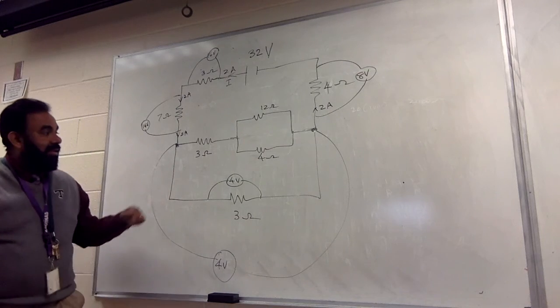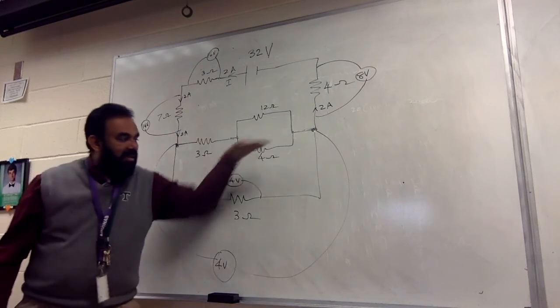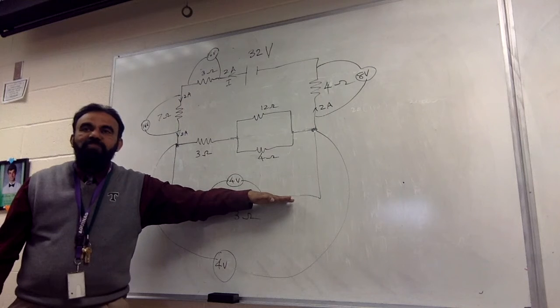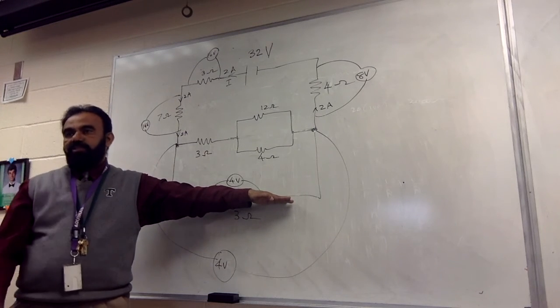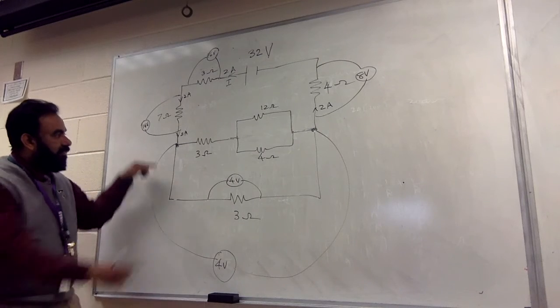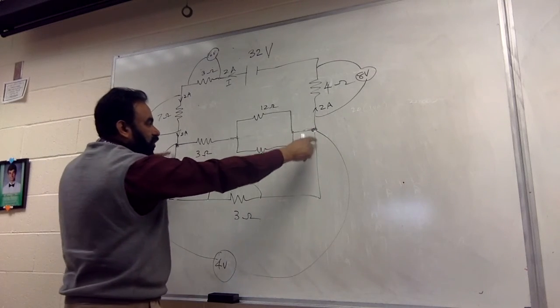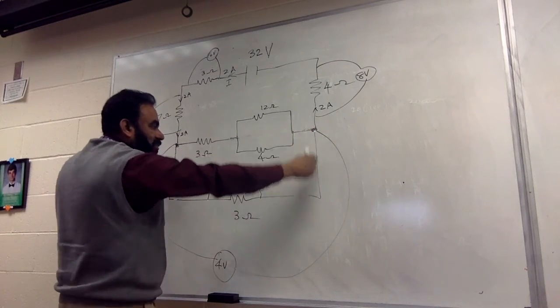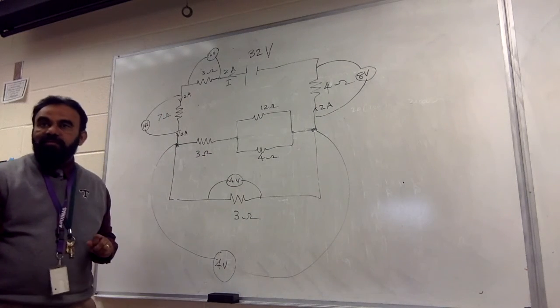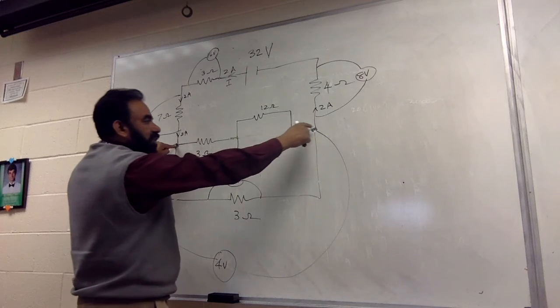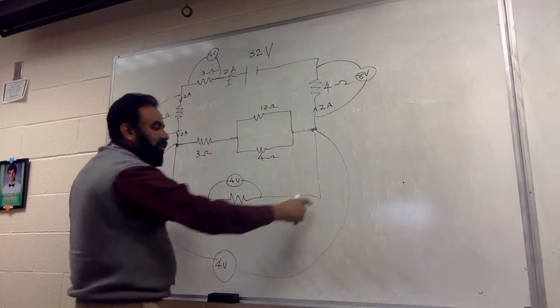So in parallel, this segment and this segment are in parallel, which means they should have the same voltage. So if the voltage from here to here is 4, it should be 4 here as well, because these are both in parallel. You see it now? So if it is 4 from here to here, it should be 4 from here to here too.